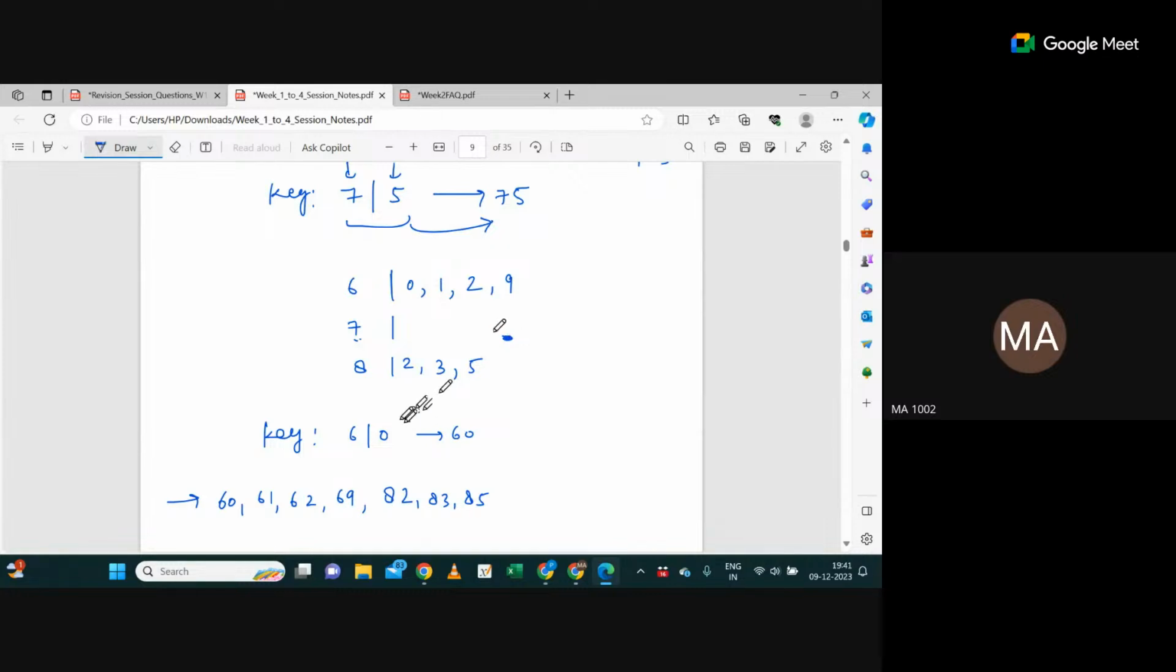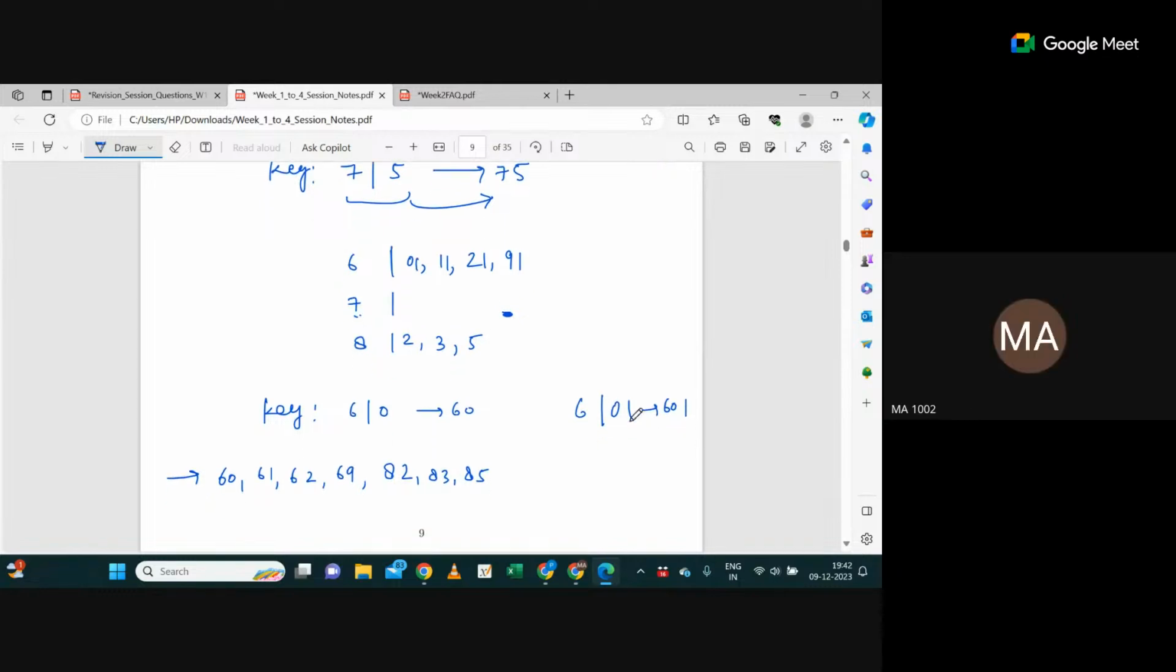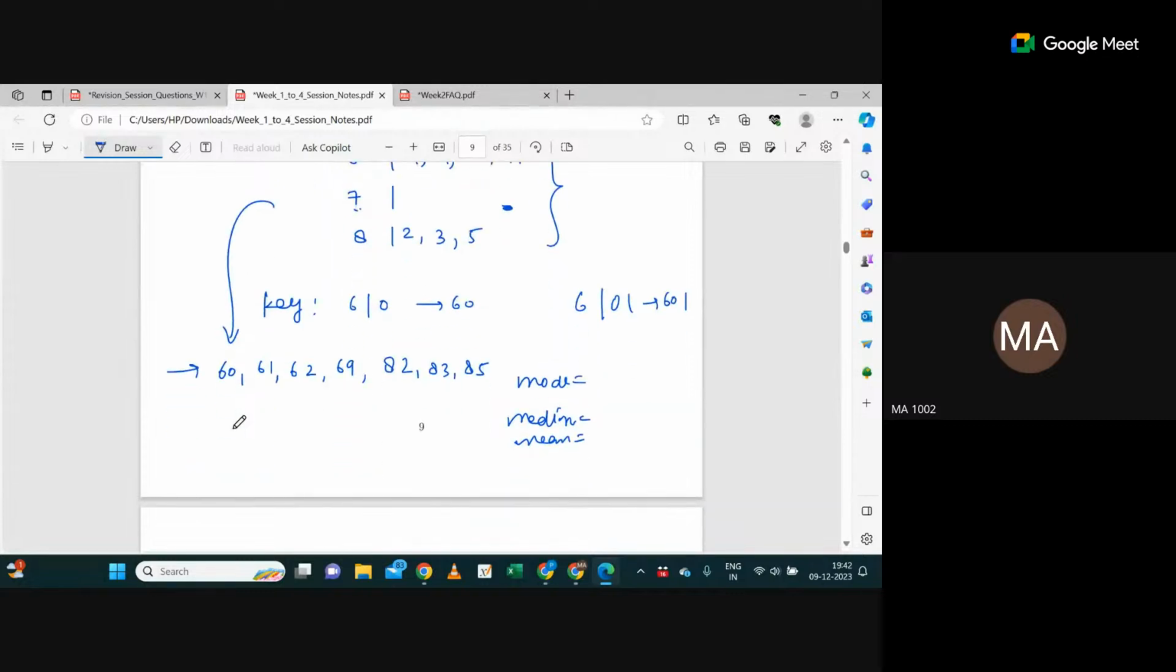Like suppose 3-digit numbers are there, the key will say 6|0 1 means 601. So your observations will be like that. The key tells you how to interpret the observations from your stem and leaf plot. Is this idea clear? Suppose a stem and leaf plot is given to you, I can ask what is the mode, the median, or the mean. From the plot you take all the observations and tell me the answer. Tell me, what is the median here?